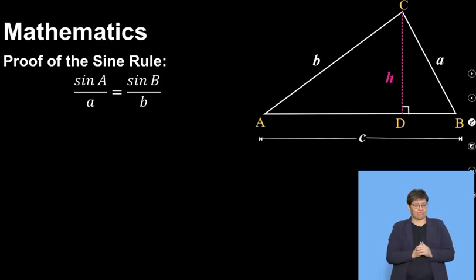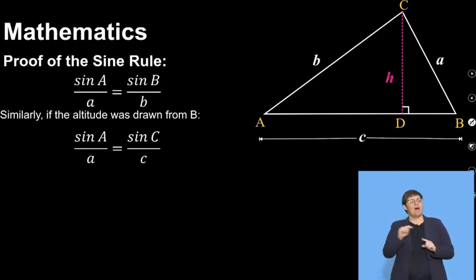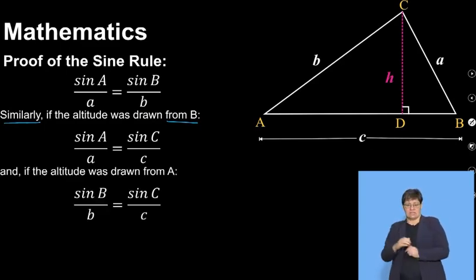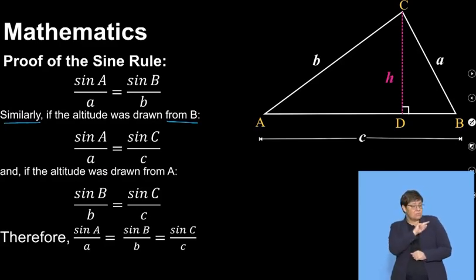Right, so how do we prove the other versions of it? We can just draw a different altitude, so we can use the word similarly, and say similarly, if we do an altitude from B, we can do the exact same proof, and we can prove that sine A over A is equal to sine C over C. And if we drew the altitude from A, we can prove that sine B over B is equal to sine C over C. So basically what we've just done now is we've proved the entire sine rule.